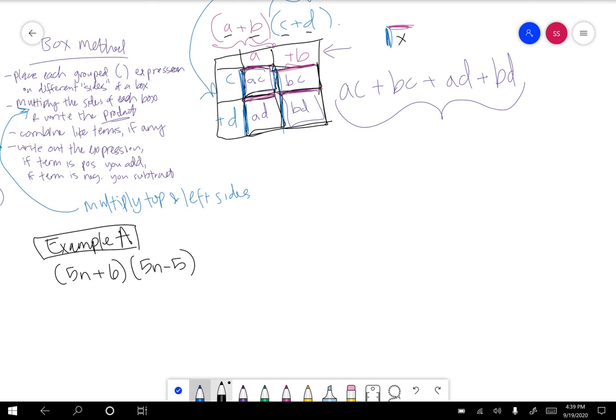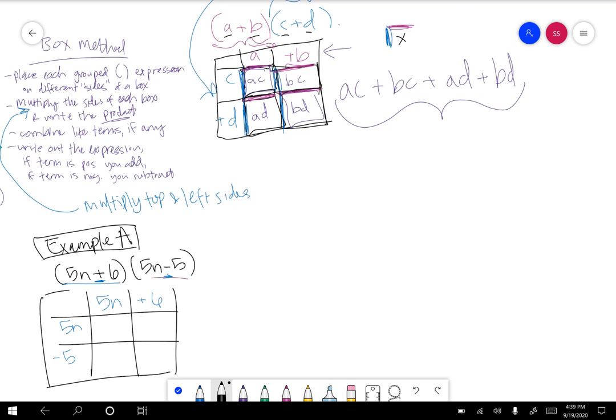We're going to put each of these expressions on their own side of a box. So we're going to have 5n plus 6, and then we have 5n minus 5. The reason that is a plus and that's a negative is because there we're adding, there we're subtracting, so negative 5. Now I'm going to draw my little box so I can keep things straight. I meant to do those in a different color, just so you can see exactly what is happening.